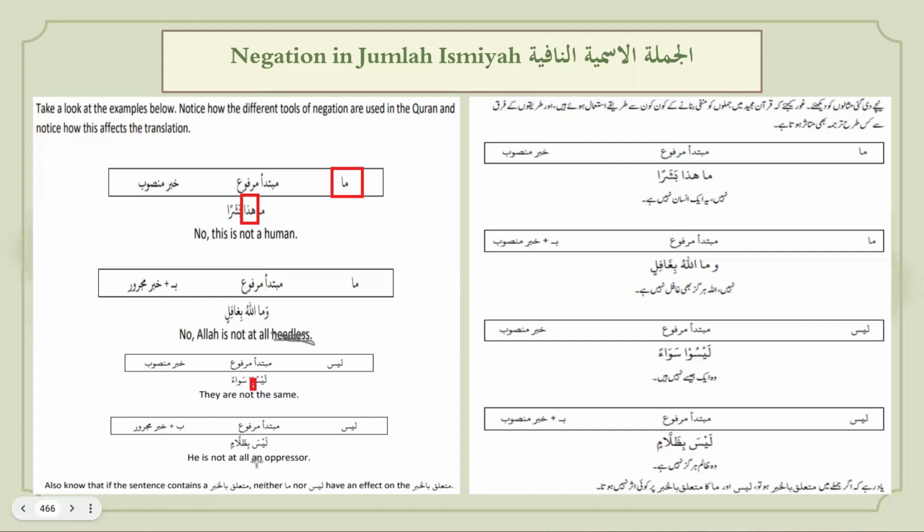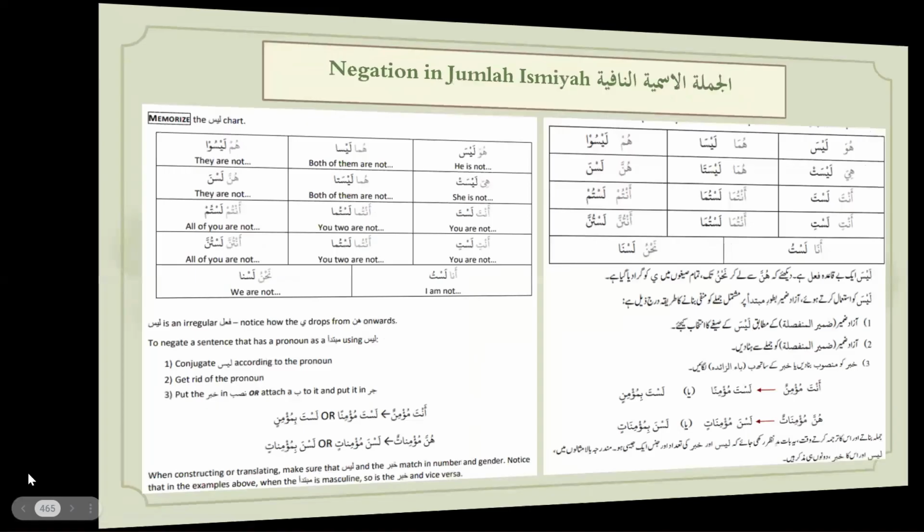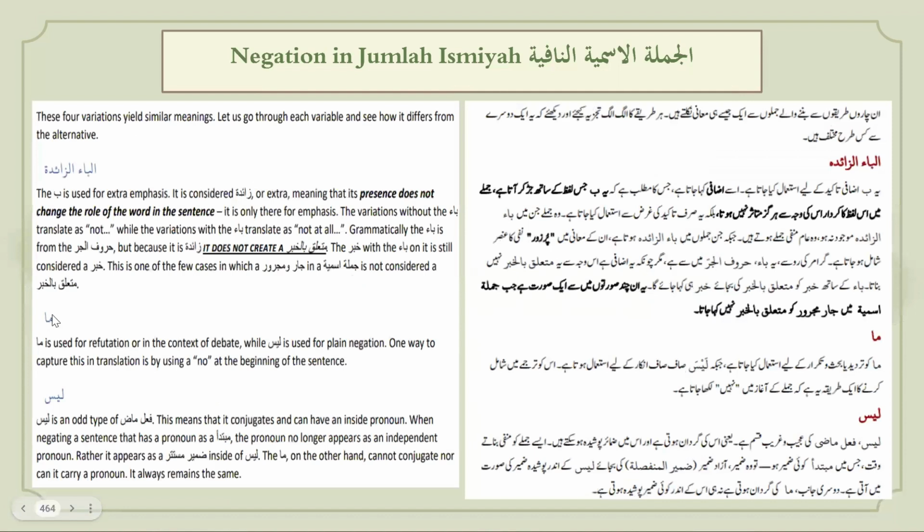And then another example from Quran is Laisa bizallamin. So here bizallamin is the khabar, and this is ba zaida with khabar majroor. Okay, so when khabar mansoob comes, what happens to the meaning of the sentence? What is the rhetorical implication of mansoob khabar, and what is the rhetorical implication of this ba zaida? Let's see. So when ma is used for negation of jumla ismiya, ma is used for refutation. So this is stronger. It is used for refutation, usually in the context of debate, while Laisa is used for plain negation.